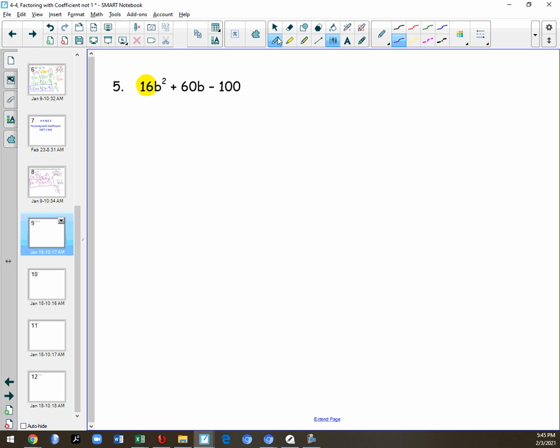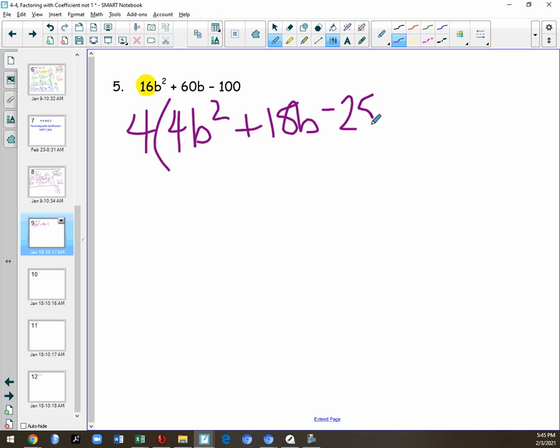And if I go by 16, I can say, is 100 divisible by 16? And you're going to say, no, it is not. Is 100 divisible by 8? No, it is not. Is 100 divisible by 4? Yes, it is. Is 60 divisible by 4? Yes, it is. So what we have is a GCF of 4. So if I pull out a 4, I'm going to have a 4b squared, 60 divided by 4 is going to be 15b, and then minus 25.